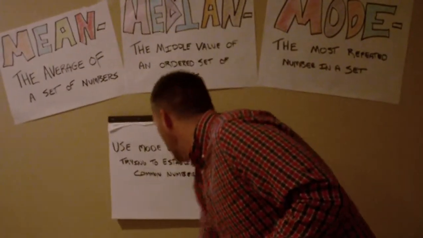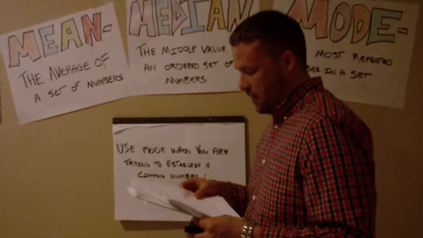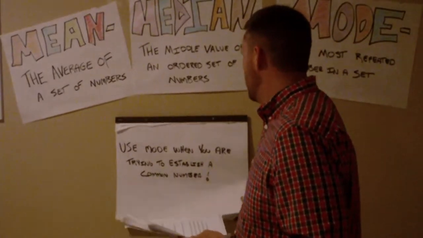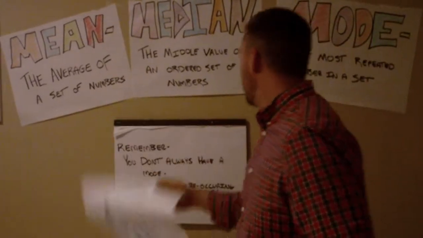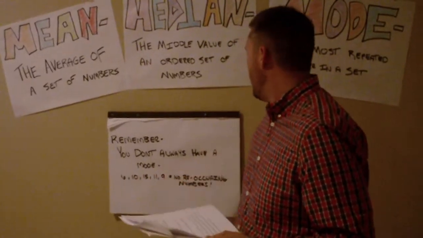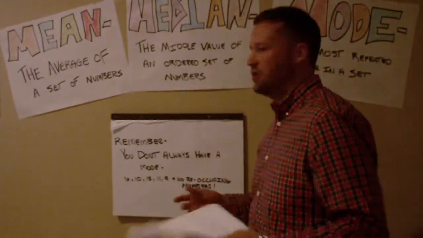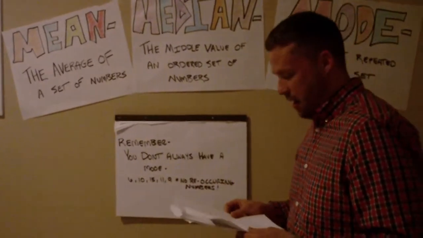You can use the mode when you're trying to establish a common number of a set. Now, there's not always a mode. So like in this set here, we have the numbers 6, 10, 15, 11, 9. We have no recurring numbers, so there's no mode. You have to have a number occur more than once to have a mode of a set.